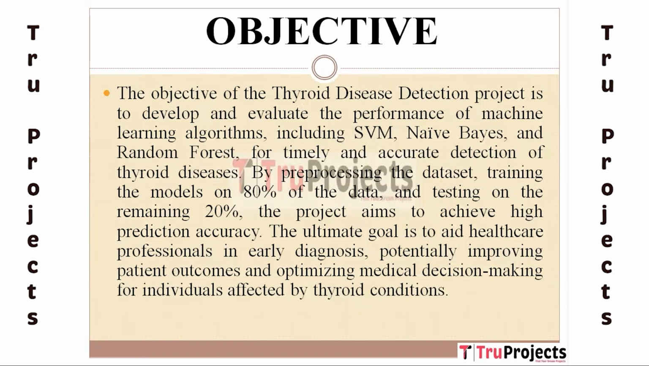Objective of the project. The Thyroid Disease Detection Project aims to develop and evaluate machine learning algorithms like support vector machine, naive Bayes, and random forest for accurate thyroid disease detection. By pre-processing, training, and testing datasets, the project aims to achieve high prediction accuracy, aiding healthcare professionals in early diagnosis and improve patient outcomes, optimizing medical decision making for individuals affected by thyroid conditions.